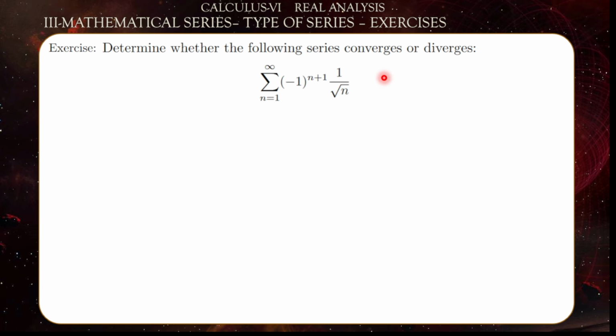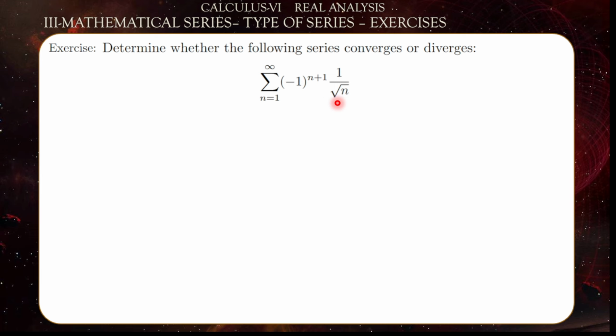Determine whether the following series converges or diverges: sigma n equal 1 to infinity of (-1)^(n+1) multiplied by 1 divided by square root of n. Now, if you want, you can pause and try to solve it. It is not difficult. Actually, it should have become familiar by now. Okay, let's move on. You can pause it in the meantime, or delve into the solution with us.